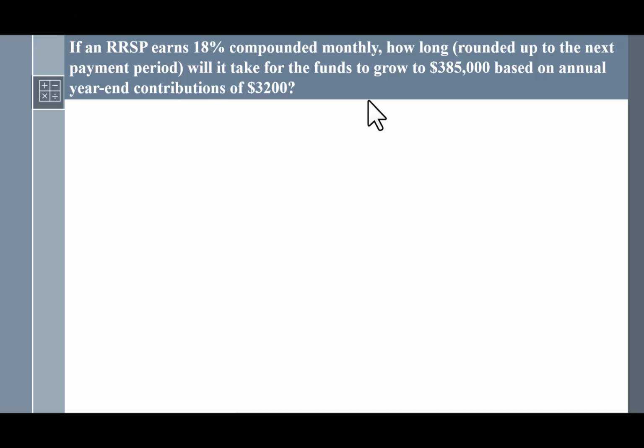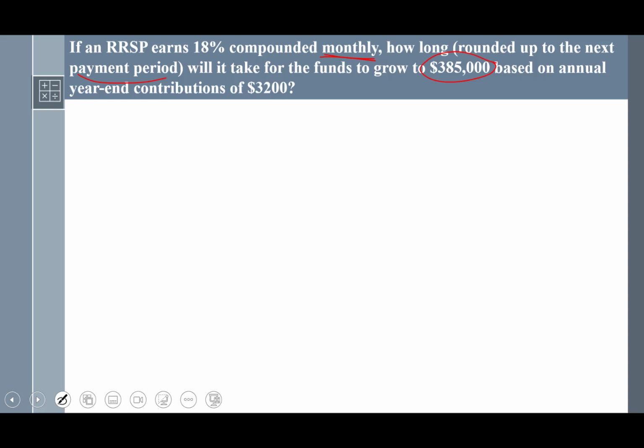So let's look at the first example. RRSP, 18% compounded monthly. How long? So we're looking for T here. How long, rounded up to the next payment period, will it take for the funds to grow to? Another thing that makes things a bit harder is that we're looking for N, yes, but what's given to us? Did they give us PMT and future value, PMT and present value, or present value and future value?